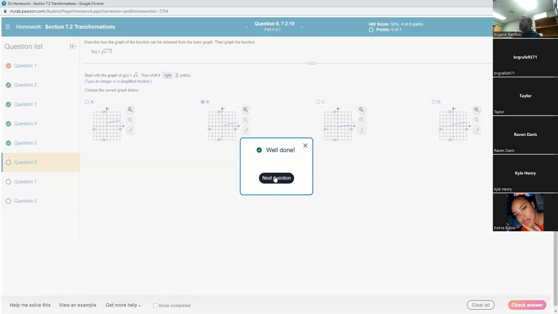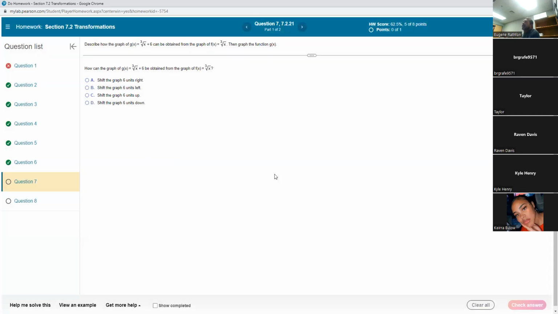And then check the answer. So they're nice on some of these. You just pick the answer. Some of these you had to actually graph it using the slide controls.